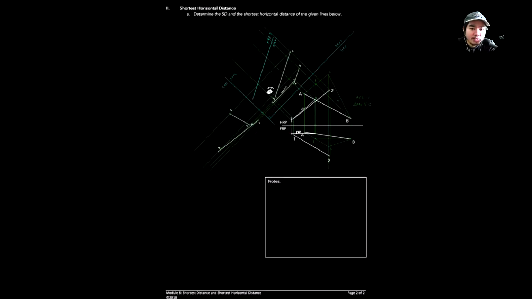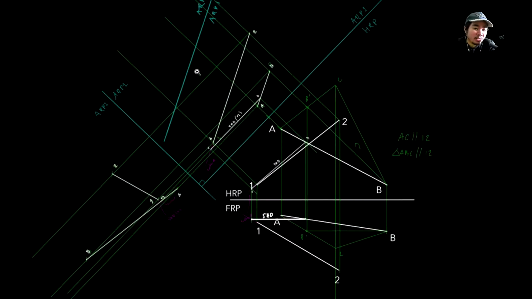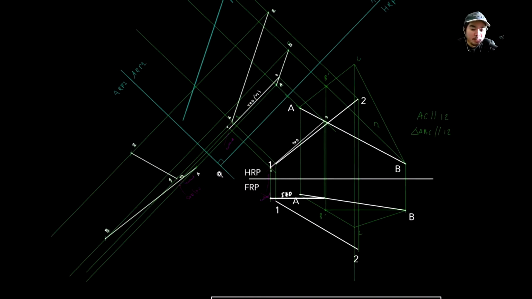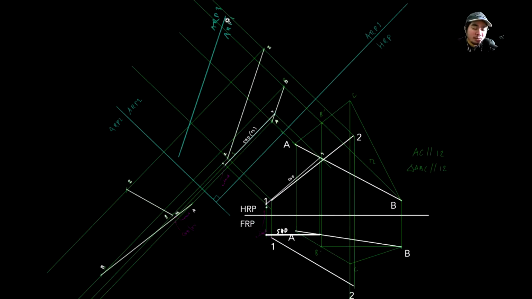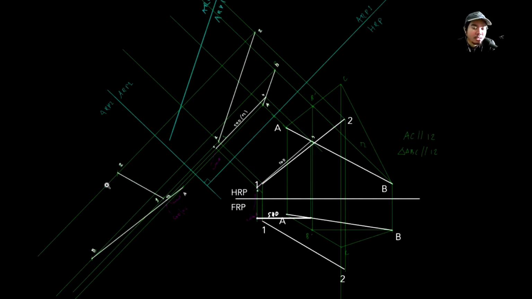Kaya if you are asked for SD and SHD at the same time, pinapadrawing sa inyo both SD and SHD, I suggest na itong plane method gamitin natin. After nitong view na to, you create a parallel line that produces SD. Sorry. If you create a parallel line to the given lines, then that produces your SD. If you create a perpendicular line to the reference plane, that produces your SHD. Okay?